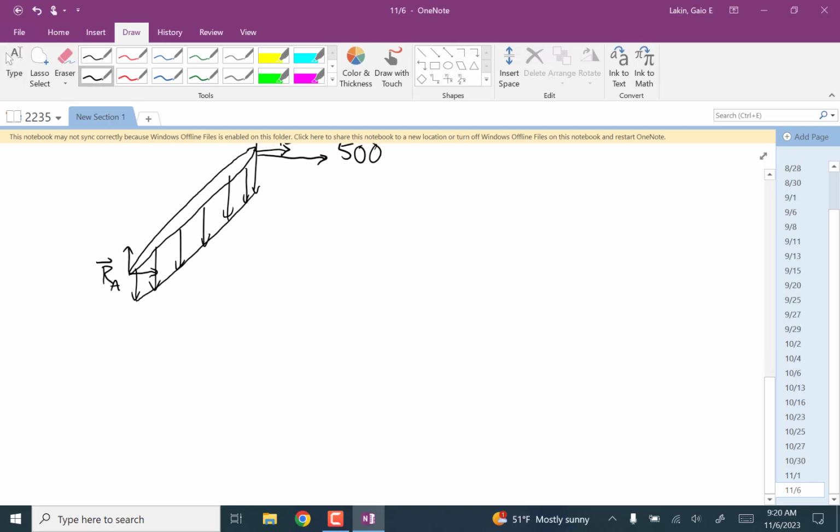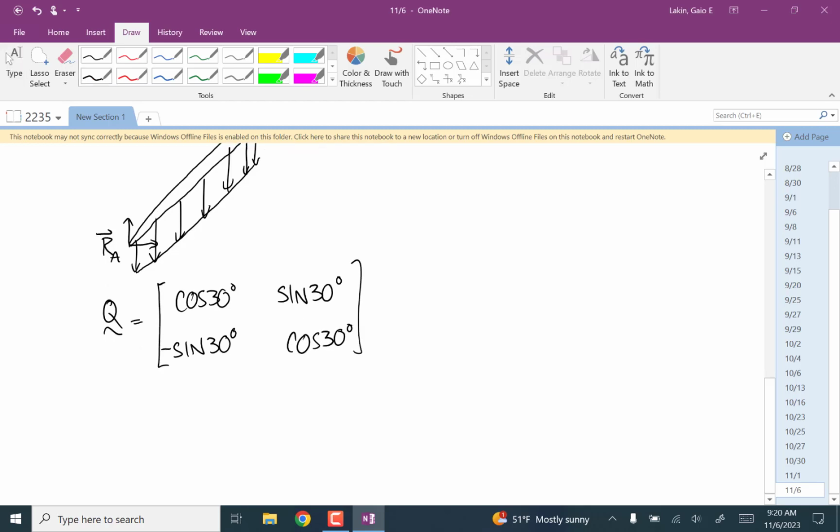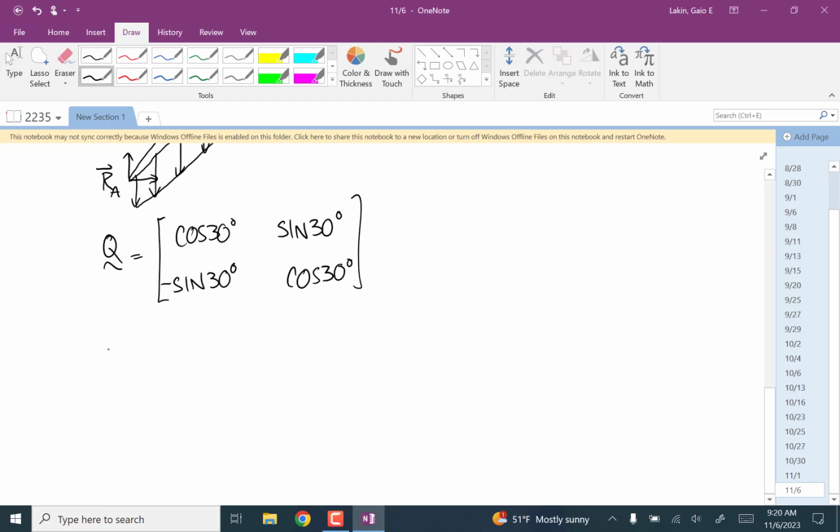So our rotation matrix in this case would be cosine of positive 30 degrees, sine of positive 30 degrees, negative sine of positive 30 degrees, cosine of positive 30 degrees. And then you just multiply.